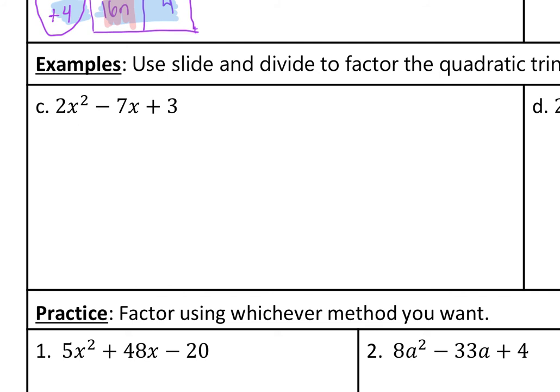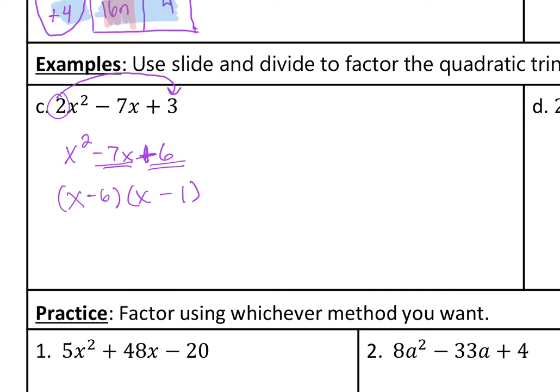Slide and divide, we take the 2 and we're going to slide it over here to the 3. We're going to rewrite this x squared minus 7x, and then 2 times 3 is 6. We have slid the 2. That's the slide part of slide and divide. So since we did that, now we're going to factor this like normal, like we do whenever a is 1. So we're going to say what multiplies to get 6 that adds to get negative 7, which is negative 6 and negative 1. But we're not done. We did slide.